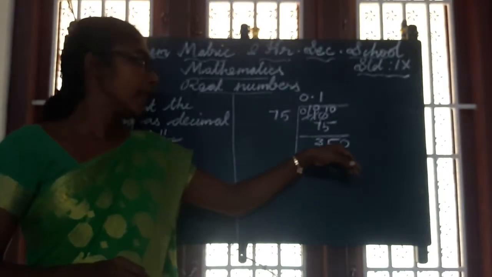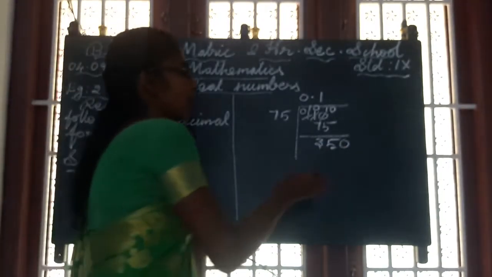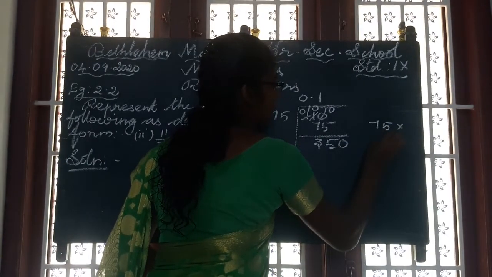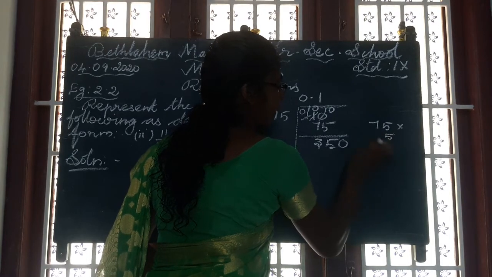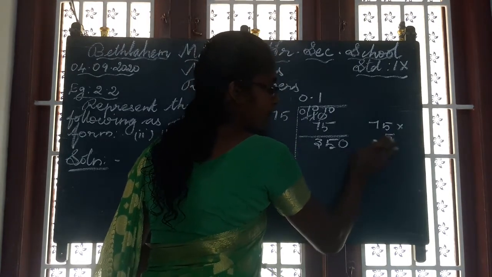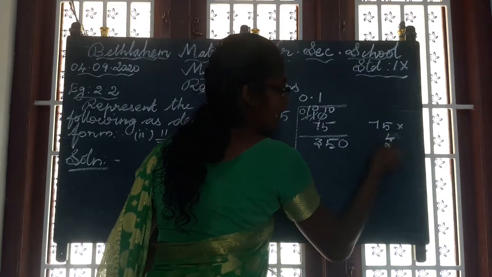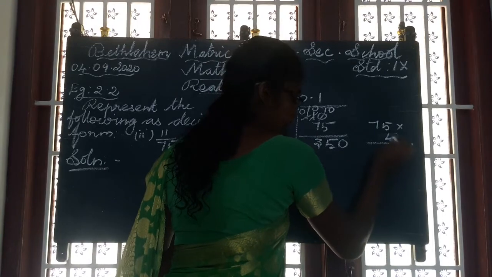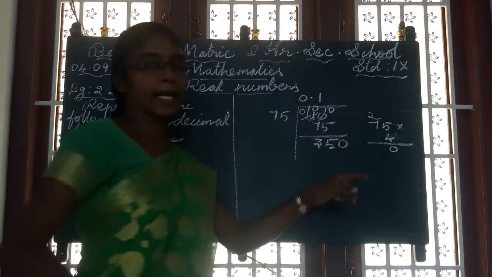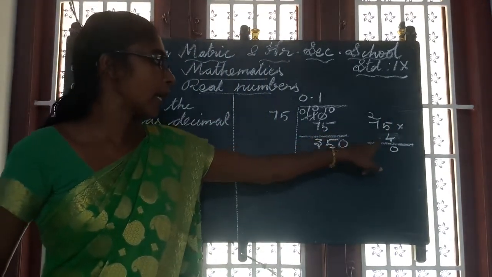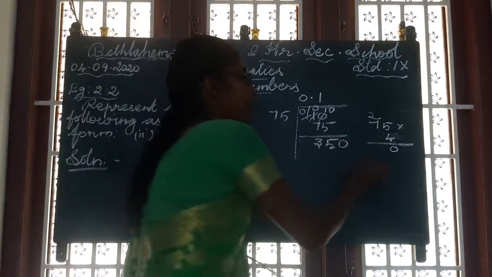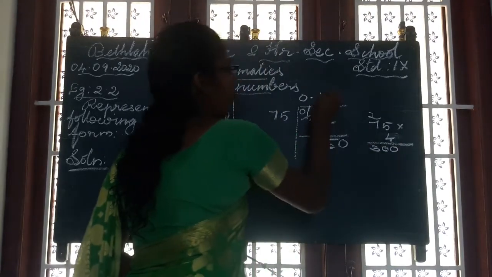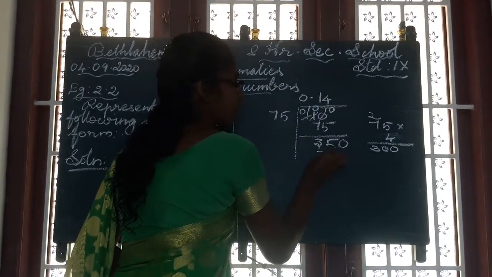Next, one more 0 we have to include here. How many times will we get? 75 into 4 times: 5 4s are 20, 2 balance. 7 4s are 28, plus 2 is 30. 300. So 4 times 75 gives 300, and 5 times would be more than 350, so we take 4 times.